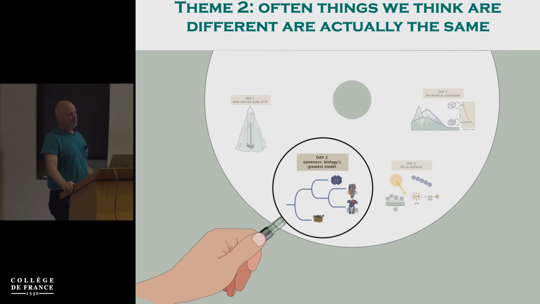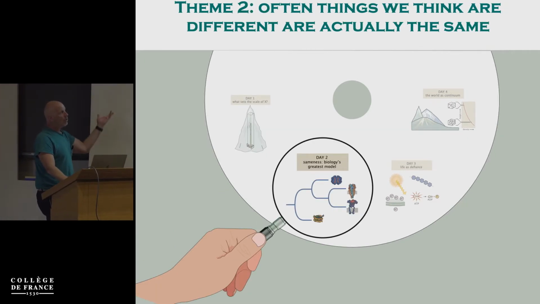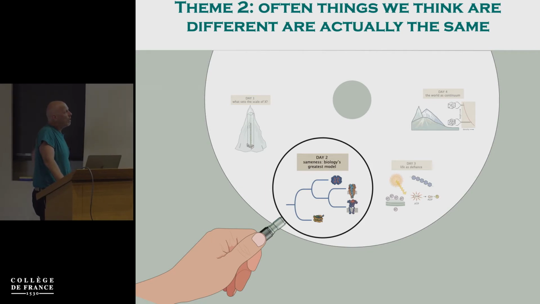Just this issue of what sets the scale I think is very interesting. I told you that sometimes there are things that we think of as being quite different, like a ligand-gated ion channel and hemoglobin.